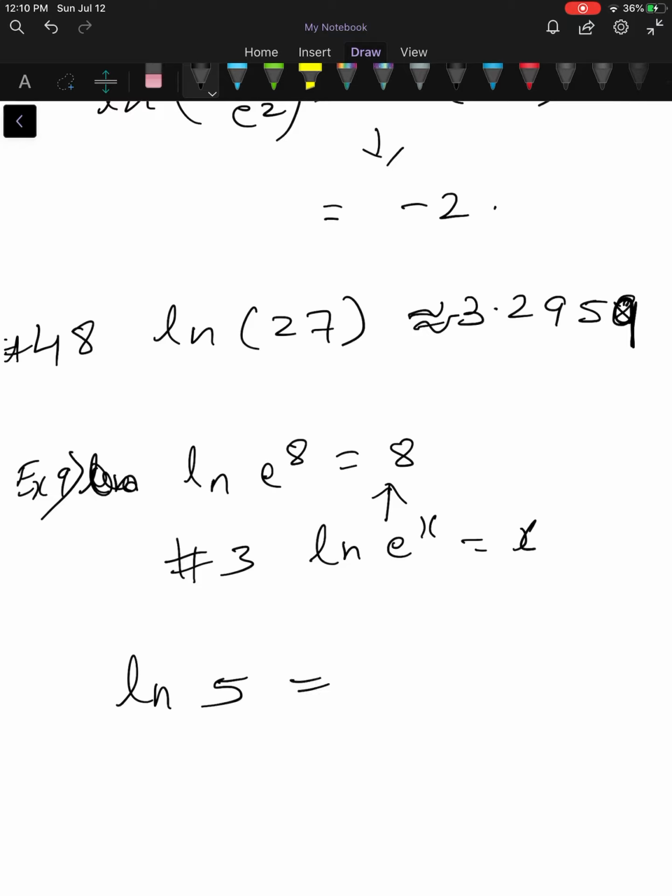If you have ln 5, ln 5 is nothing but a constant. So now you have to use a calculator for this. Just enter it, you have the ln key. ln 5 will be approximately 1.6094.